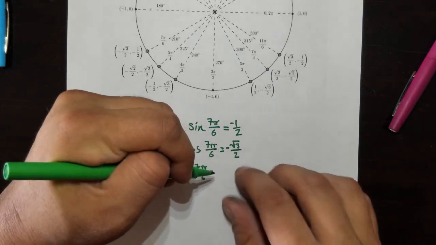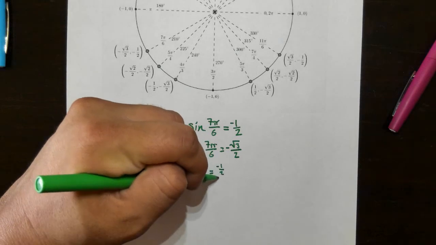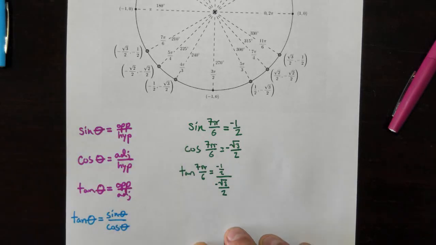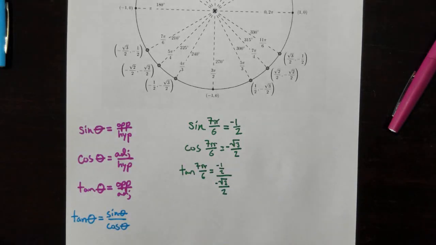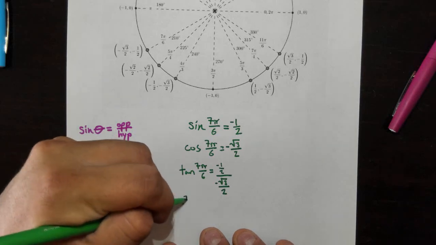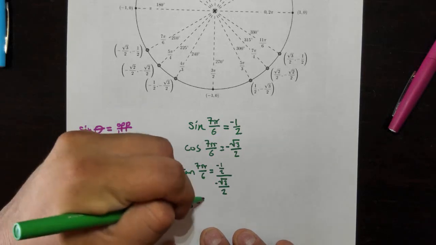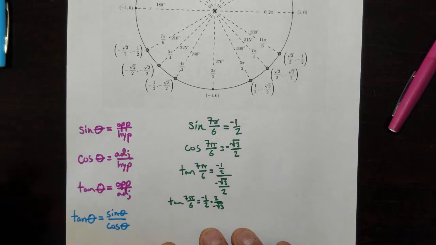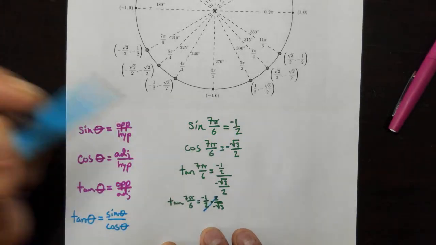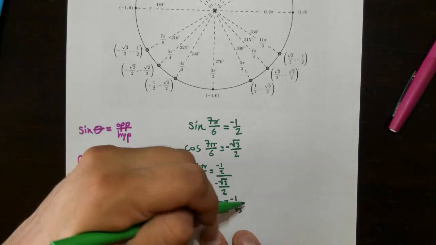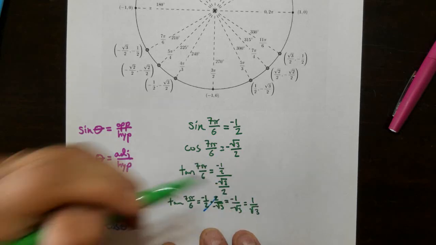So it'd be negative 1/2 divided by negative square root of 3 over 2, which, remember, dividing by a fraction is the same as multiplying by the bottom's reciprocal. So I can say that tan of 7 pi sixths is equal to negative 1/2 times 2 over negative square root of 3. These 2's will cancel, and we get negative 1 over negative square root of 3, or just 1 over the square root of 3.